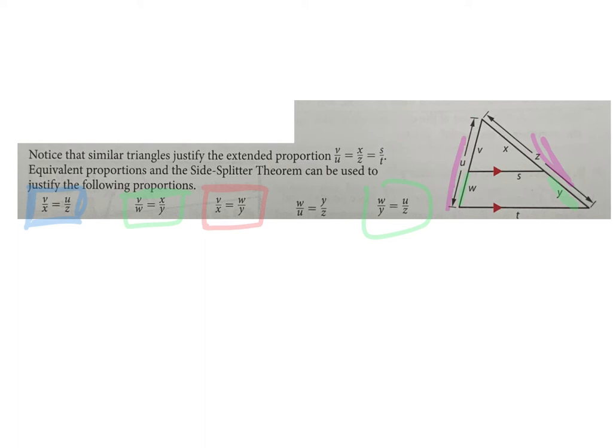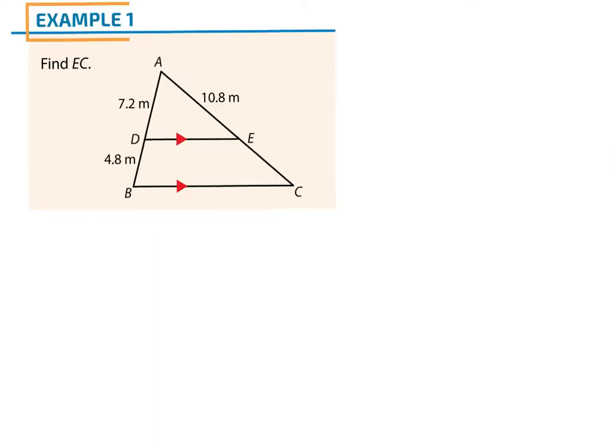All right, so look at this first example, example 1. They want us to find EC. Now here's the deal with these proportions. Know what you're looking for. It's very important that you know what you're looking for. Just like on your quiz, some of you validly solved for a piece of the triangle, but you did not answer the question. All right, so when you have this and it says find EC, make sure you know what piece of that triangle you're looking for.